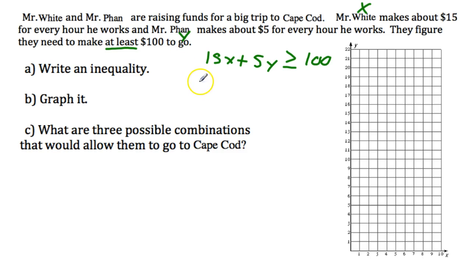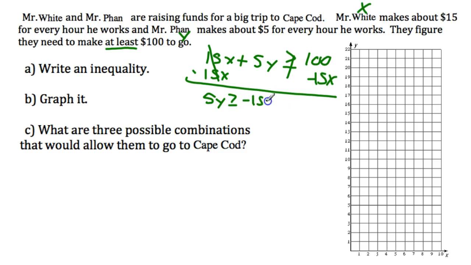Graph it. So I need to put it in y equals mx plus b before I graph it. So I do a minus 15x, minus 15x. And that cancels. We have 5y is greater than or equal to minus 15x plus 100. Then I divide by 5, that cancels. Y is greater than or equal to minus 3x plus 20.